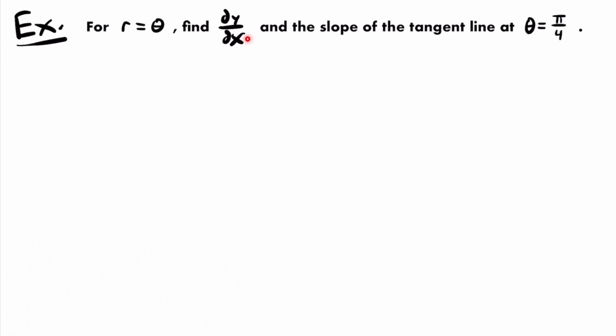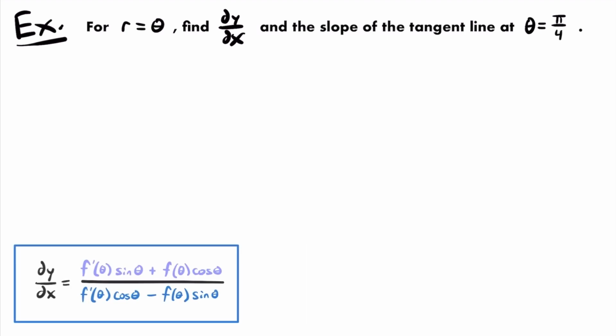In order to find the derivative dy/dx for a polar equation, we need to know the formula for finding the derivative or the slope of a polar equation. And that formula looks like this. dy/dx, the derivative or the slope, is equal to f prime of theta times sine theta plus f of theta times cosine theta, divided by f prime of theta times cosine theta minus f of theta times sine theta.